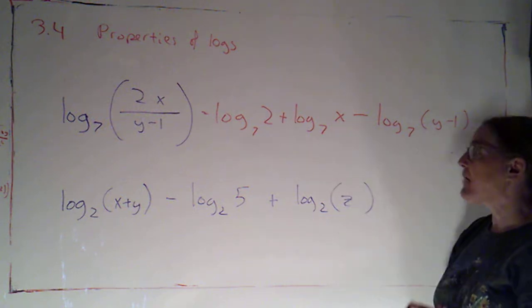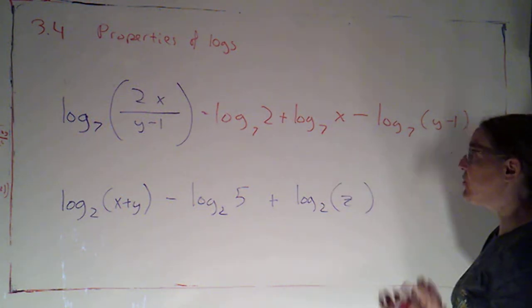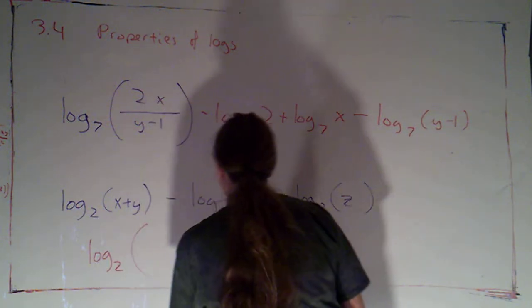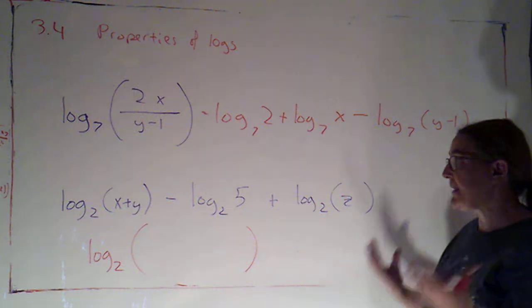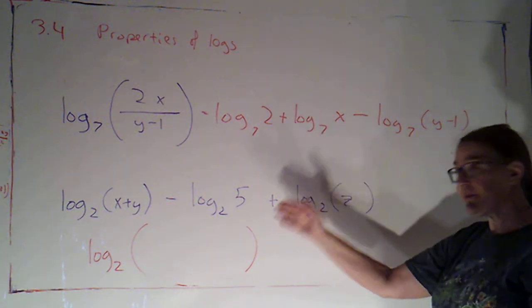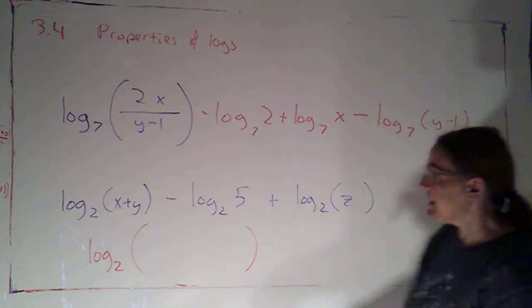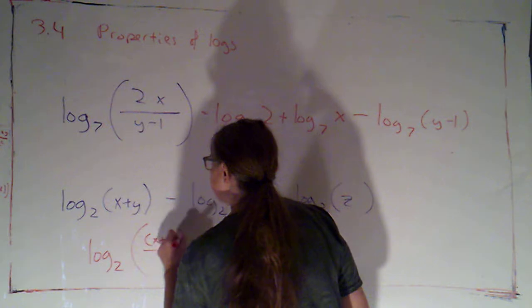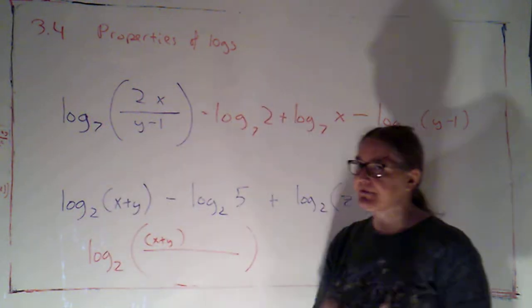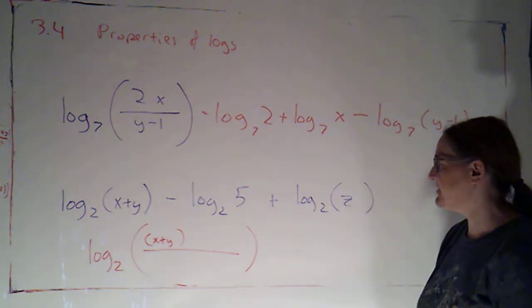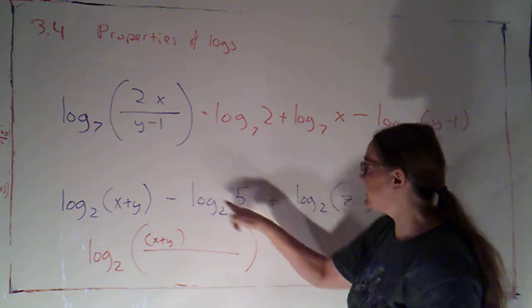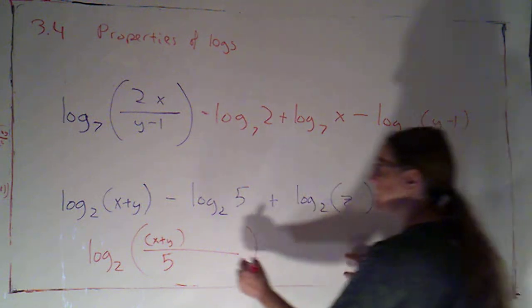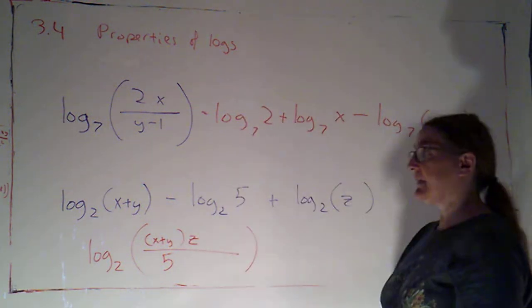Now here, I wanted to combine things into a single log with coefficient 1. So we'll have the log base 2 of a fraction. Basically, if it was a positive log, it goes on top. If it was a negative log, it goes on bottom. This was a positive log, so we're going to have a factor of x plus y on top. And remember, I can't simplify that addition inside of the argument. We were subtracting this log, so we'll have a 5 on the bottom. And then we were adding this log, so we'll have a z on the top.